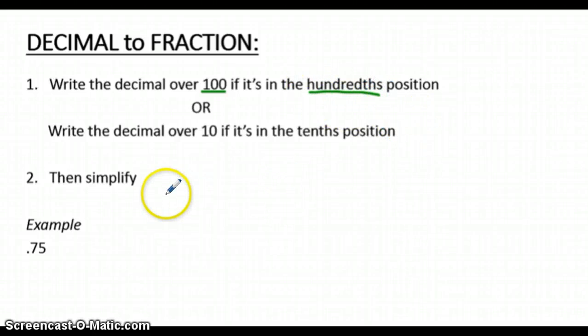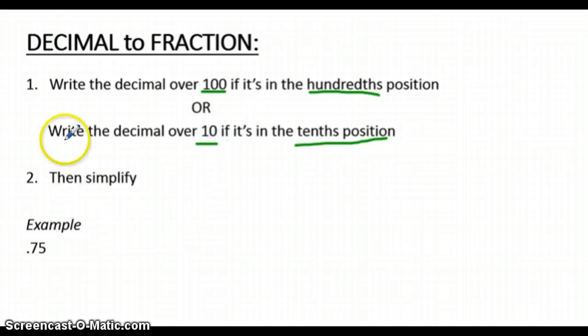Sometimes we have a decimal that is in the tenth position, so we would write it over 10. Then we're going to simplify. So 0.75 or 75 hundredths would be our first example right here, where it's in the hundredth position. So that would be 75 hundredths, exactly how it sounds. So 75 out of 100.